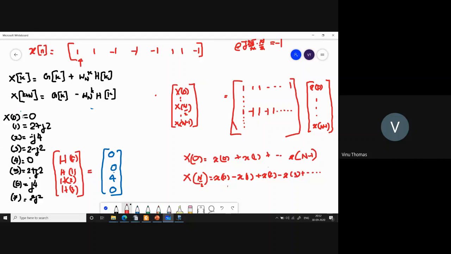So look at x of 0. If you add all the values, you will get 0. Now x of 4 is x of 8 by 2, that is x of n by 2. So that would be 1 minus 1 plus minus 1 minus minus 1 plus minus 1 minus 1 plus 1 minus minus 1. So if you compute all these values, then you see that it's equal to 0. So that's why you have this as 0.